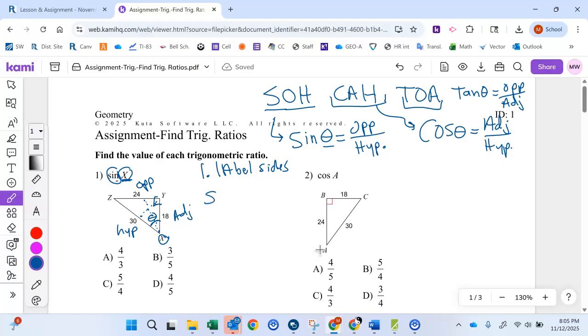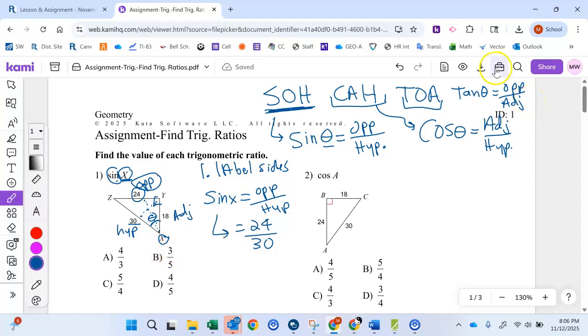So that means that sine x is equal to opposite over hypotenuse. So what is the opposite? We've already identified it right here. It's 24, divided by the hypotenuse, which we've already identified is 30. Okay, so there you go. That is what it is equal to.